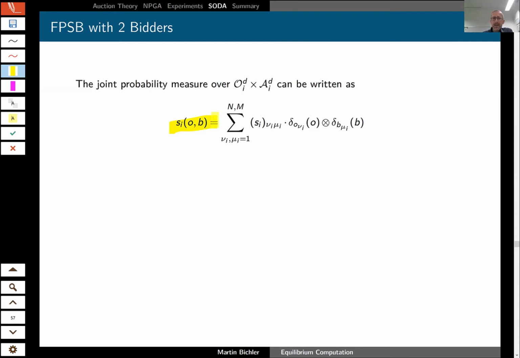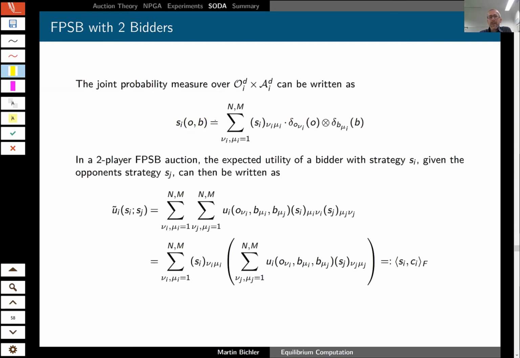And this just essentially is a formula that describes the grid that I was showing you previously. And we can formulate the expected utility, in this case, in a 2-player first price sealed bid auction, right? So this means we only have 2 players, I and J. And we take the product of the utilities of a particular observation or type, nu I, playing a bid mu I against an opponent who plays b mu j, right?